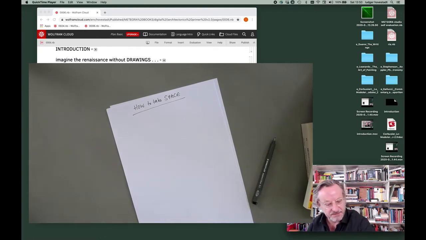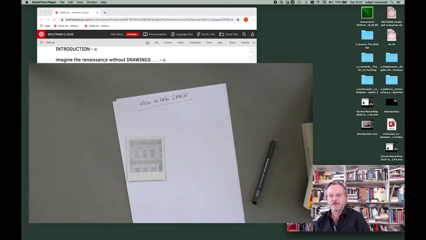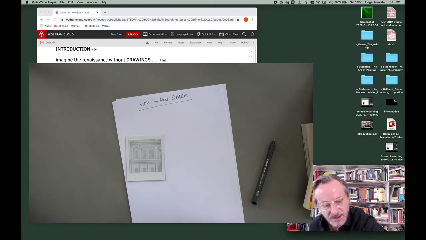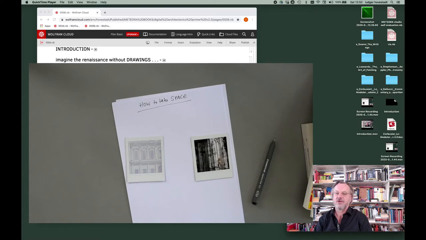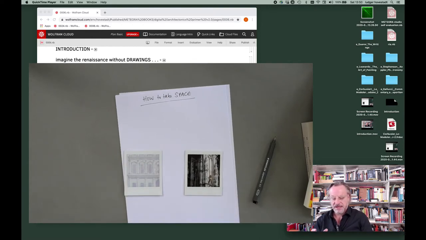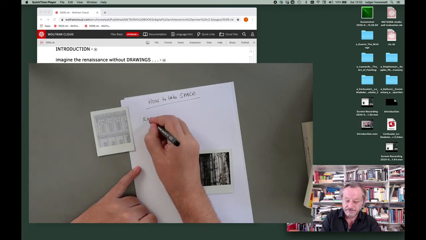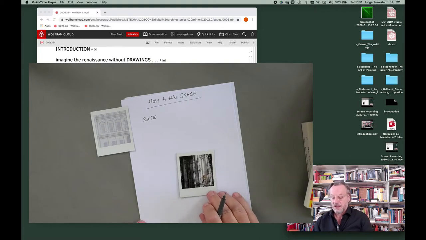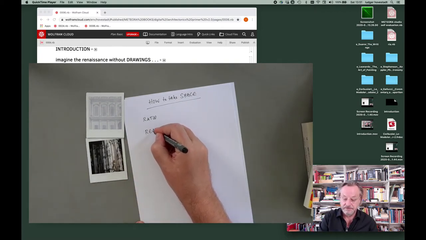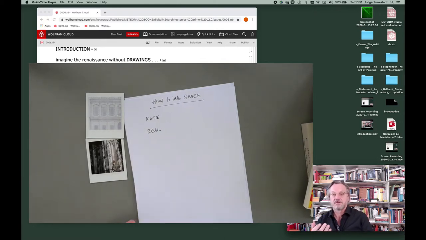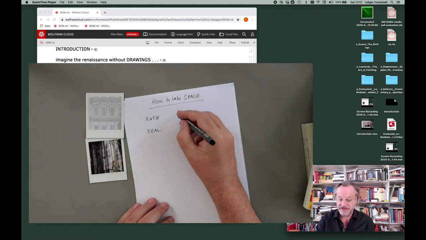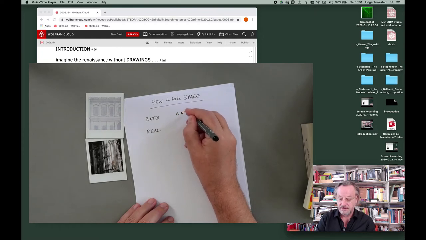So let's start. There's Palladio. This is a drawing of Palladio. And I ask myself, is it possible to think about Renaissance architecture without these drawings? Especially if you compare it with the reality of Gothic cathedrals, for example. Let's make a very clear distinction between these two. I would say this drawing is about ratio. This cathedral is about the real. And to give that more substance, make it more heavy, I would say this is about the mind and this is about the body.